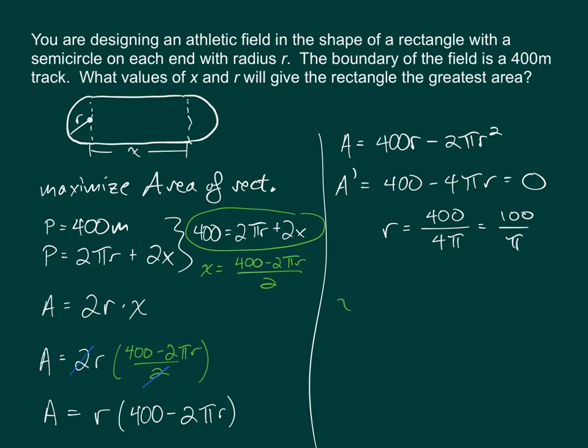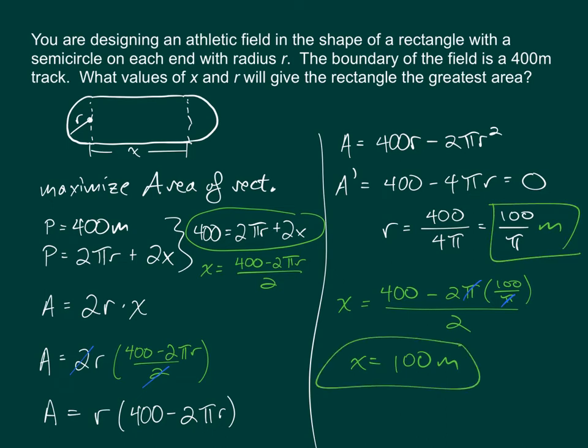So x will equal 400 minus 2 pi r. Oh, it's not r. It's 100 over pi all over 2. So luckily here, the pi's will reduce. 2 times 100 is 200. 400 minus 200 is 200. 200 over 2 is 100. And these are all in meters.